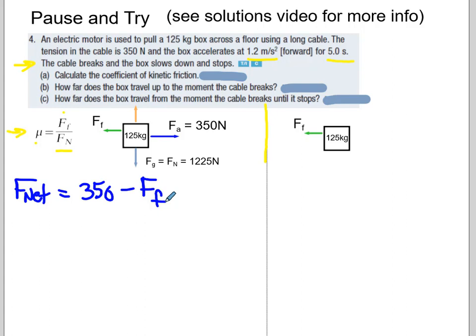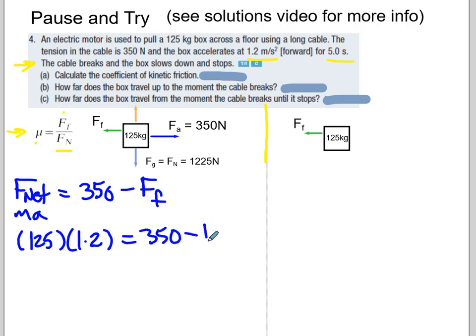Well, here's a way to find some of the missing information. So Fnet equals 350 minus the force of friction. Fnet is the same as mass times acceleration. And oddly enough, I actually have mass and acceleration. So I can put in 125 for the mass, 1.2 for the acceleration, 350 is the applied force, and look at that, I can actually solve for the force of friction, which is important because if I can solve for the force of friction, I have the normal force.